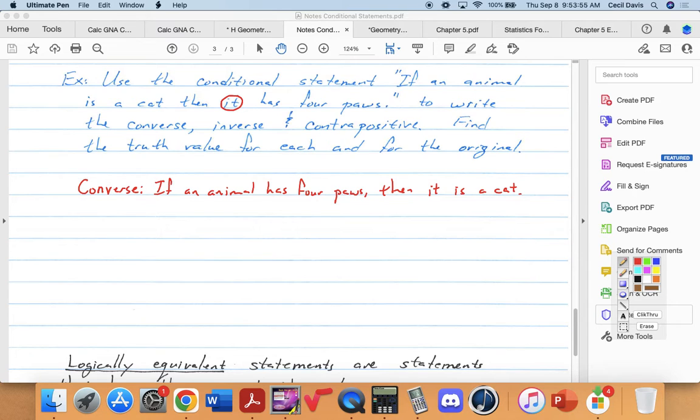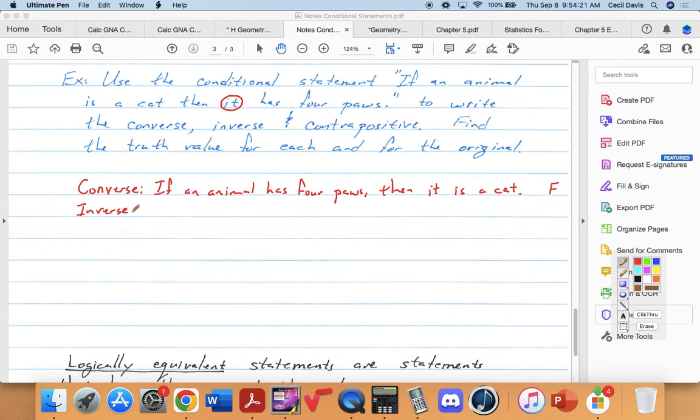By the way, is that true or false? That's false. What would be a counterexample for that? A dog, a wolf, horses don't have paws. Rabbits do, though. Okay? All right, inverse.